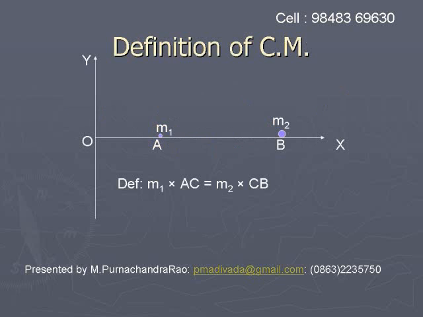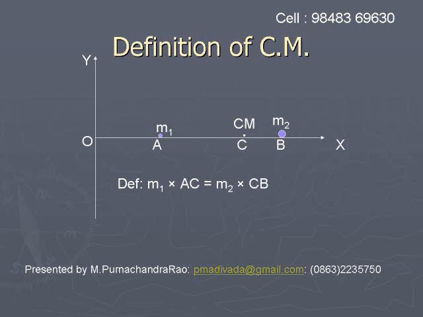Definition of center of mass. To define the center of mass, let us consider two particles of mass m1 and m2 situated on the x-axis at A and B. Let us consider a point C in between them such that m1 into AC is equal to m2 into CB.